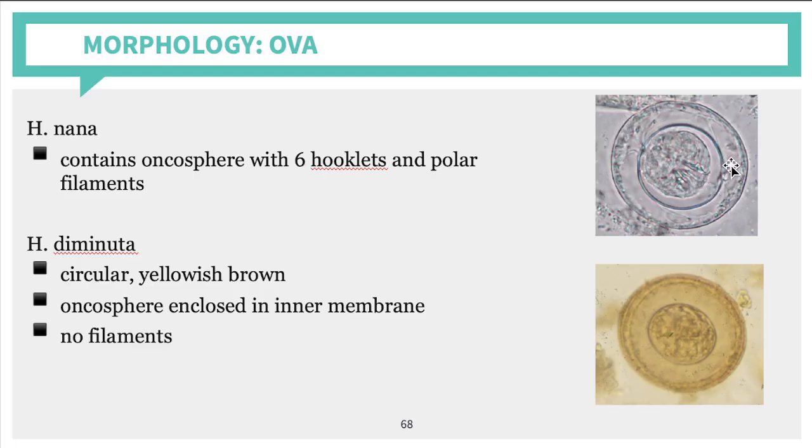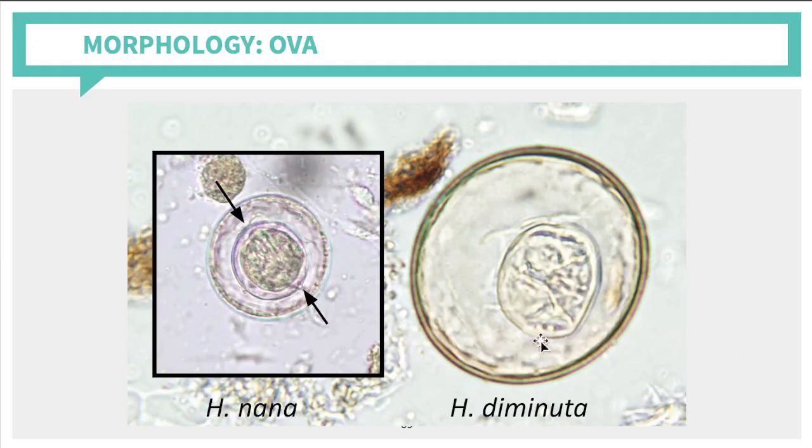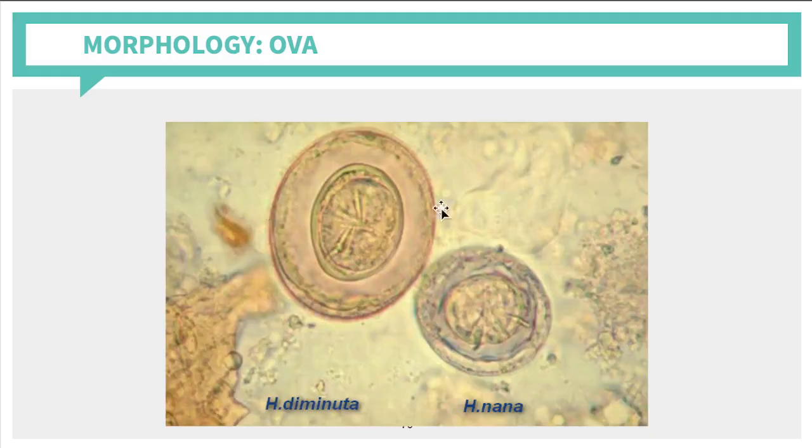But here, in your H. diminuta, you cannot see any filaments at all. Okay? No polar filaments for diminuta. Aside from the polar filaments that are present in your H. nana, your H. diminuta is much larger than your H. nana. So again, larger, no polar filaments. Much smaller, but there is the presence of polar filaments, though it cannot be appreciated well here.